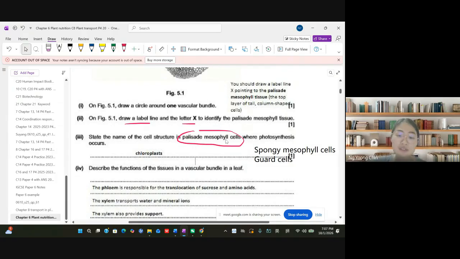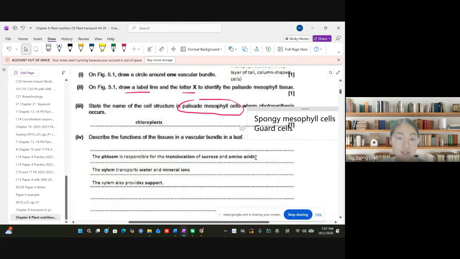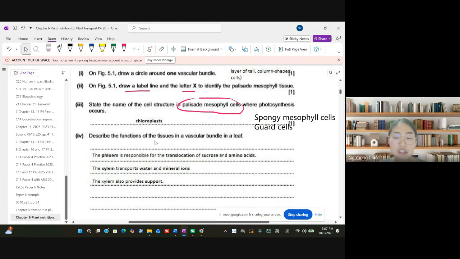So that's why palisade mesophyll cells consist of a lot of chloroplasts compared to spongy mesophyll and guard cells. Yeah, that's it. And then describe the function of tissue in the vascular bundle.